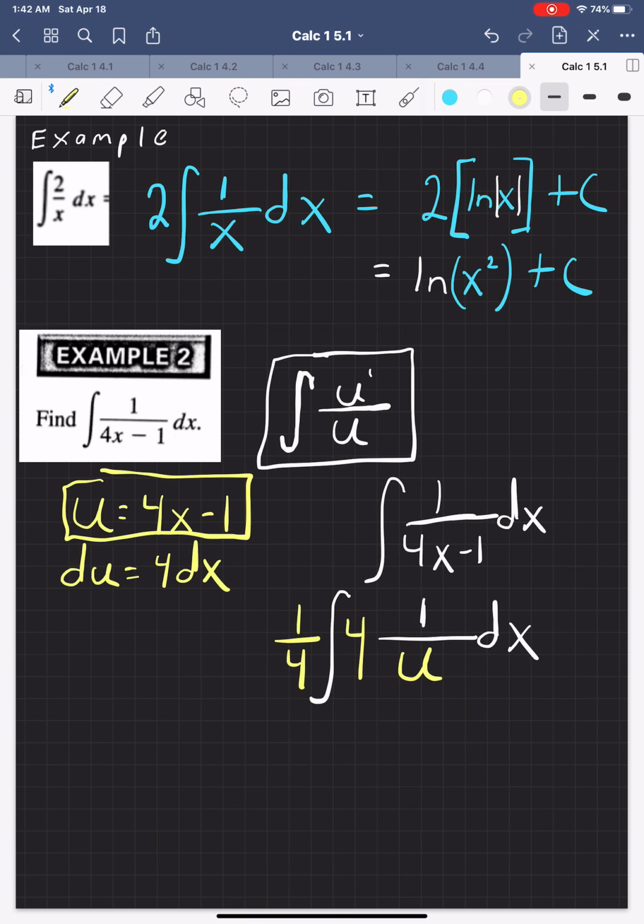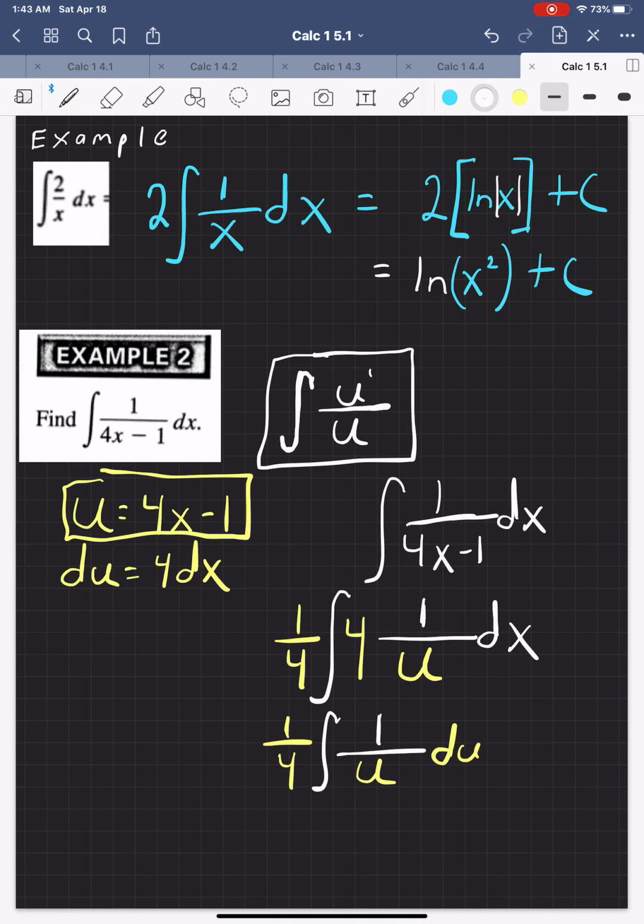So I've not committed any sin here. But the good news is, with this little bit of mathematical manipulation, this 4 and this dx can now be exchanged for a du. So we get 1/4 integral of 1 over u, and now that 4 and that dx disappear, and the du appears.